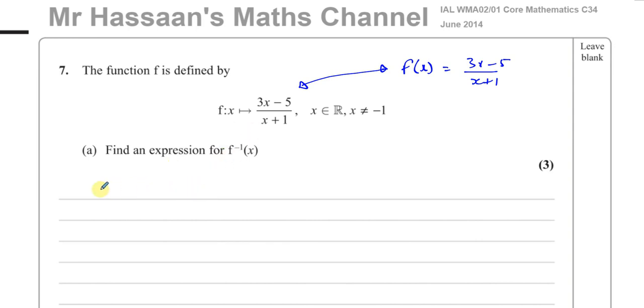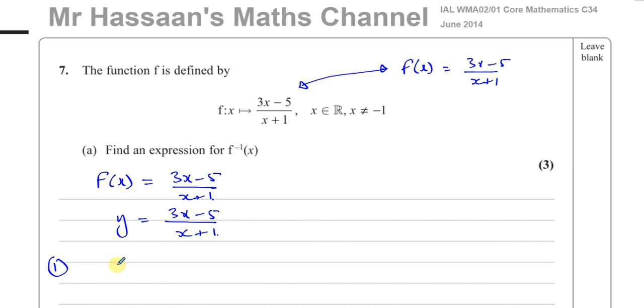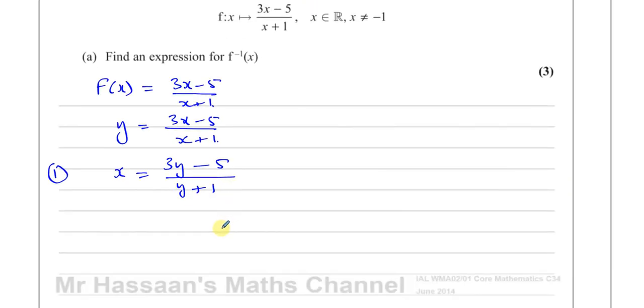What I'm going to do is take my original function f of x equals 3x minus 5 over x plus 1, and change the f of x for y. So it'll say y equals 3x minus 5 over x plus 1. The first step I like to do now is replace the y with the x and the x with y. So I'll write this as x equals 3y minus 5 over y plus 1. Wherever I see x, I'm replacing it with y, and wherever I see y, I'm replacing it with x. Now I want to make y the subject of this. When I make y the subject, what I'll be left with is the inverse function.